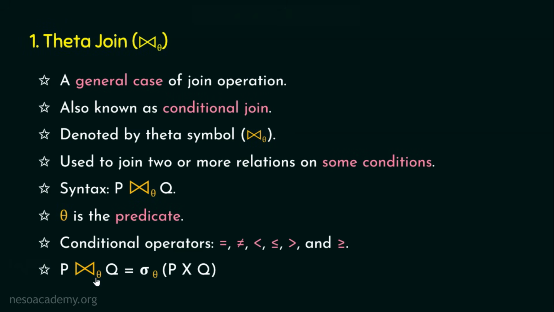So in general, a theta join is performed like this. We know P theta join Q, it means it is the Cartesian product. After the Cartesian product is done, just perform the selection with some condition or the predicate. And this predicate will definitely use any of these operators. Let's see an example now.